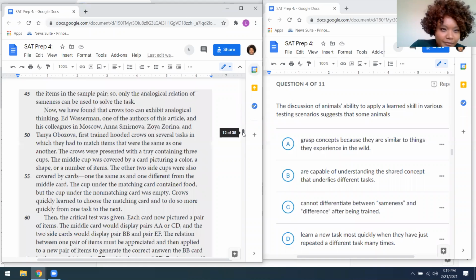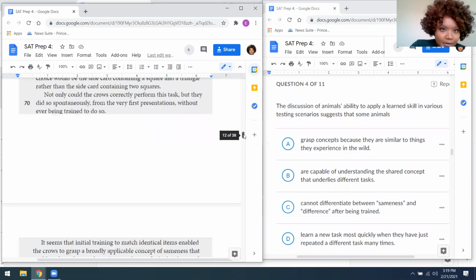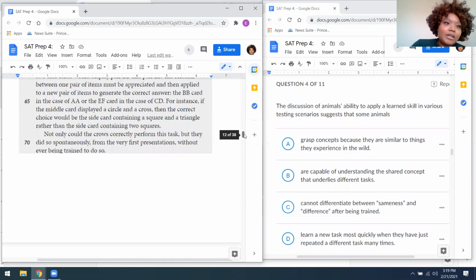So let me just find that here. Line 69 through 71, I think, is one of those places that describes that discussion, but there are other ones, as we'll see in the next problem. But this one says, not only could the crows correctly perform the task, but they did so spontaneously from the very first presentations without ever being trained to do so.